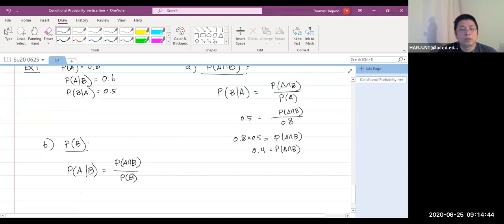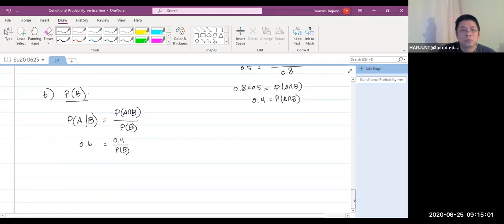There, 0.6 equals 0.4 over probability of B. So 0.6 times probability of B equals 0.4. Probability of B therefore is 0.4 over 0.6, which is 0.66667.